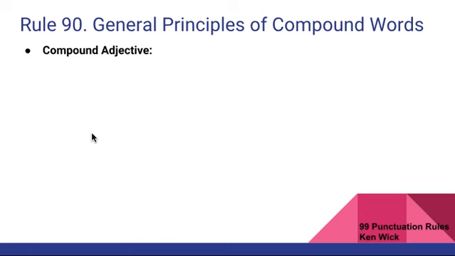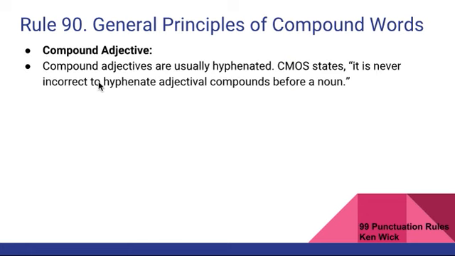So, compound adjectives. Compound adjectives are usually hyphenated. And just to put you at ease about using a hyphen between compound adjectives, the CMOS, that's the Chicago Manual of Style, states it is never incorrect to hyphenate adjectival compounds before a noun. Just to put you at ease.